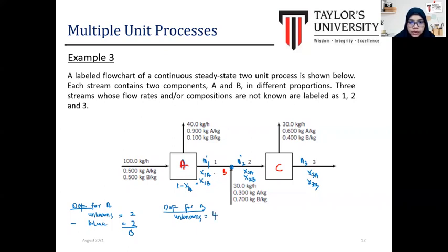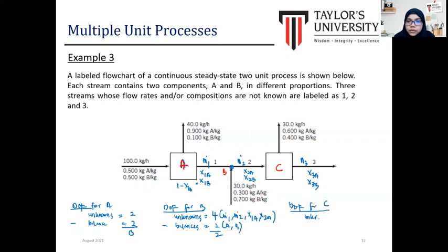4 unknowns, right? S1A, S2A, and then minus the balance. So we have 2, A and B. So it turns to 2. So it cannot be solved, or we need to solve part A first and then perform DOF for C.